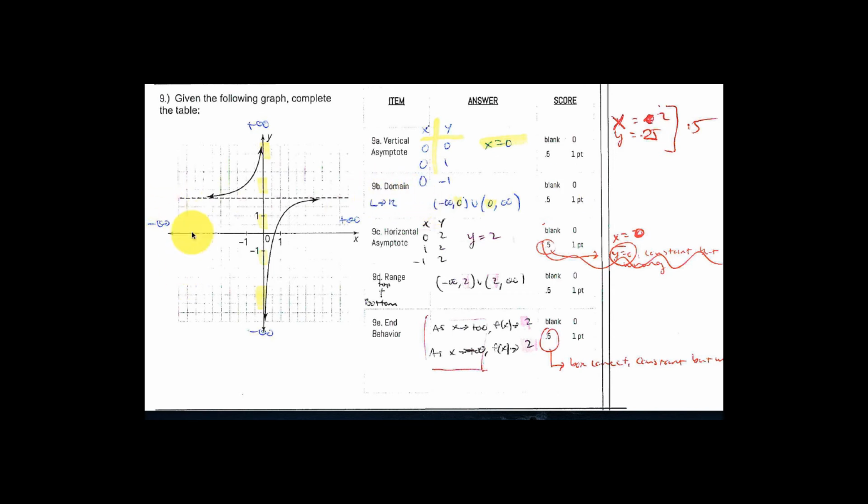Domain means going from the left side to the right side of the graph. Question is, do you have something over here? And you do, because of the arrows. You have something, and then there's a break, then you have graph, and then all the way to infinity. So I have -infinity to 0, not including 0, and then union or connection with 0 to infinity. That's how you got your 1 point.